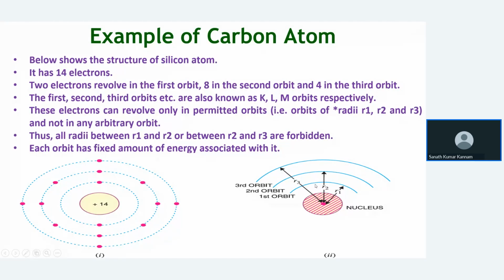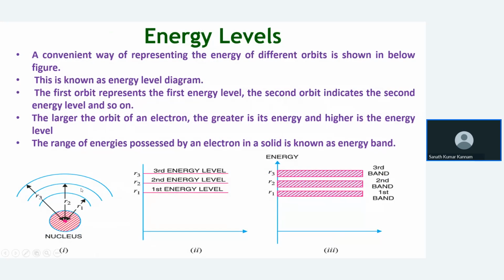Each orbit has a fixed amount of energy. So we can represent this energy in different orbits: at radius one, the first energy level, radius two, the second energy level, radius three, the third energy level. So we can call this an energy level. This is related to what? Only one carbon atom. So one carbon atom we can represent in terms of energy levels.